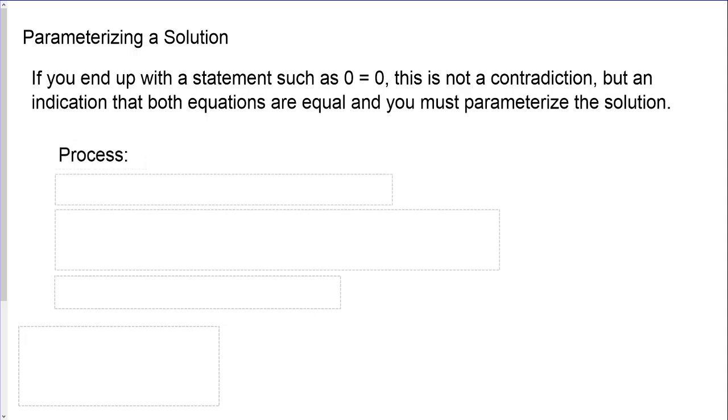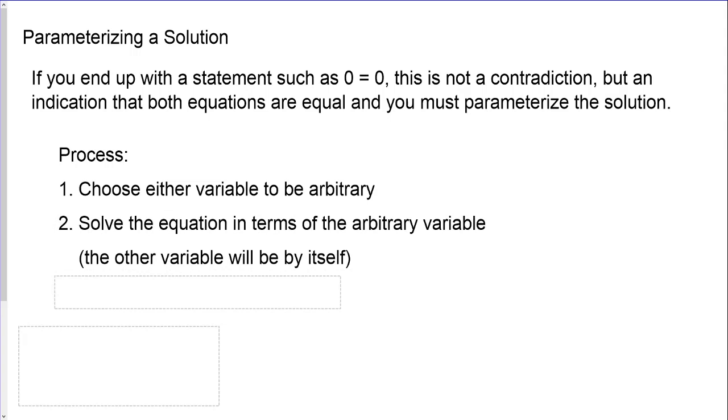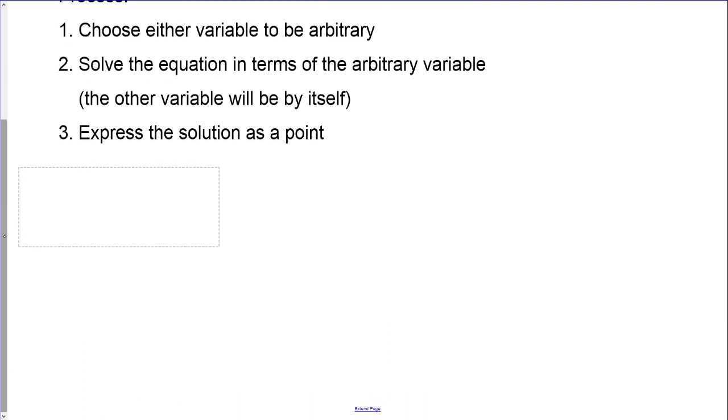The process for parameterization is to choose either variable to be arbitrary. You can choose the x or the y to be arbitrary. Then solve the equation in terms of the arbitrary variable, meaning the other variable will be by itself. And finally, express the solution as a point. This is generally easier to do than it is to state how to do it. Let's look at an example.